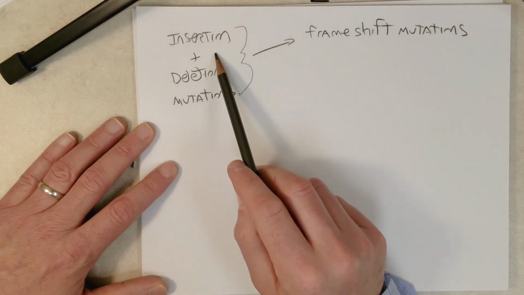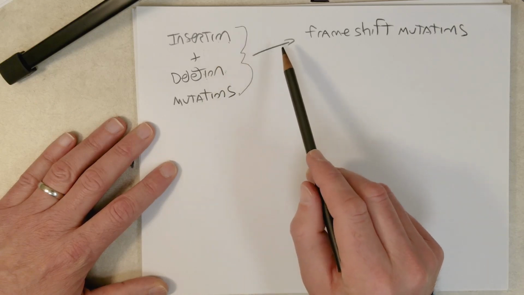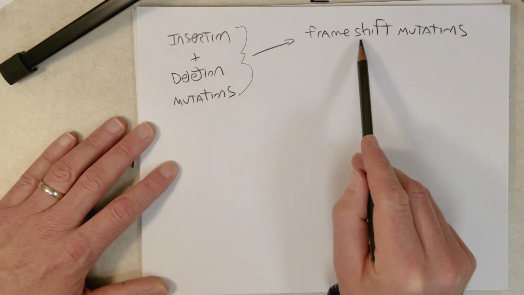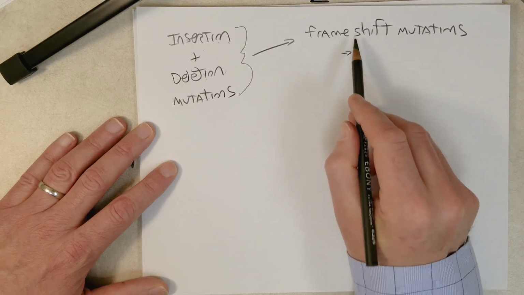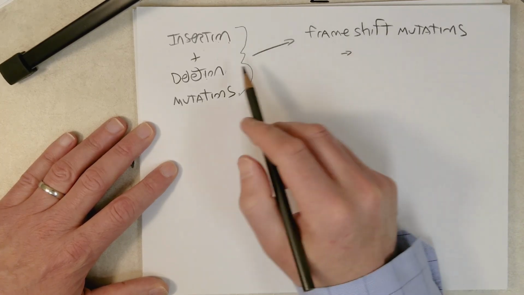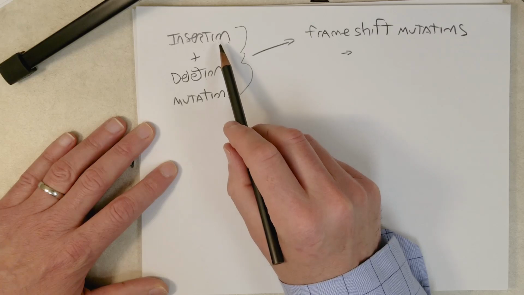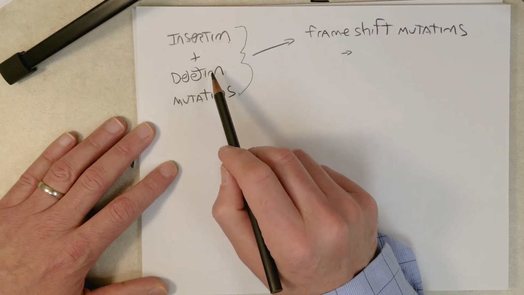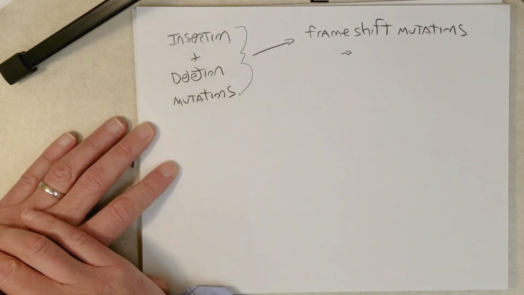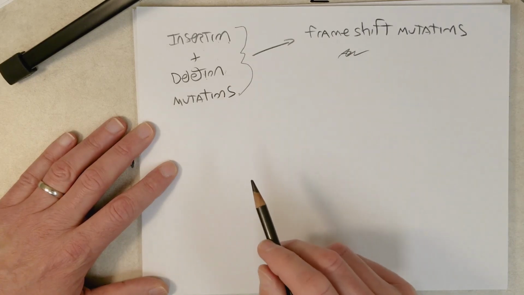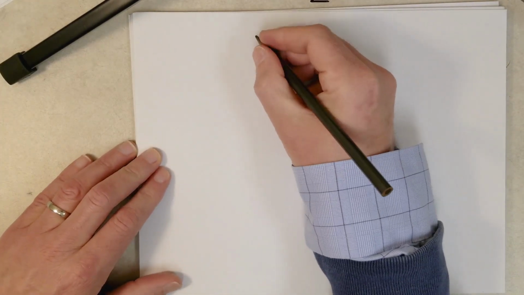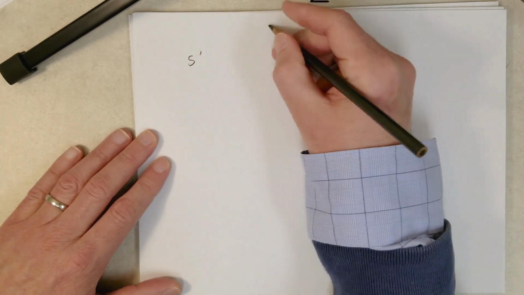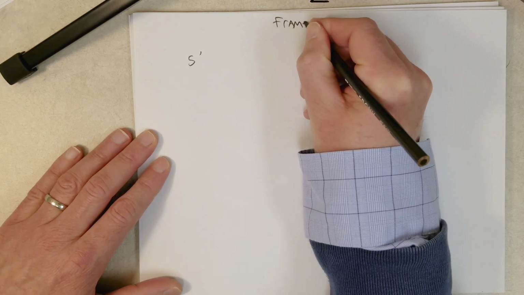But when they occur within the coding region of a gene, they may cause a frameshift mutation. And whether or not they cause a frameshift mutation depends on if the insertion or deletion occurs in a multiple of 3. Now let me explain more about that. So let's take a closer look at frameshift mutations.